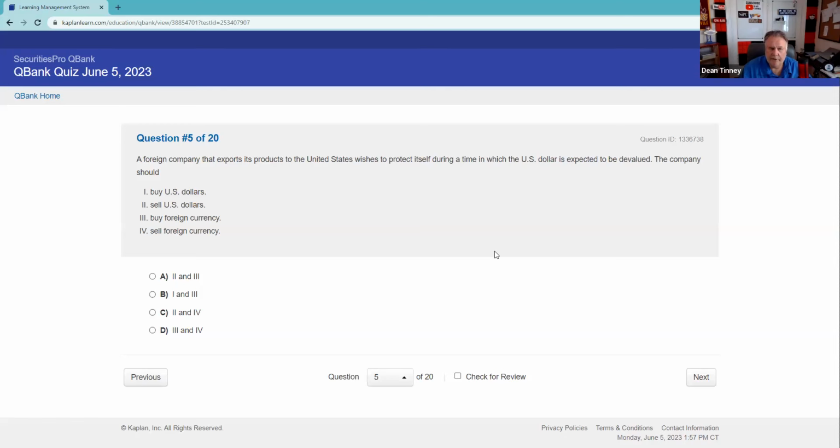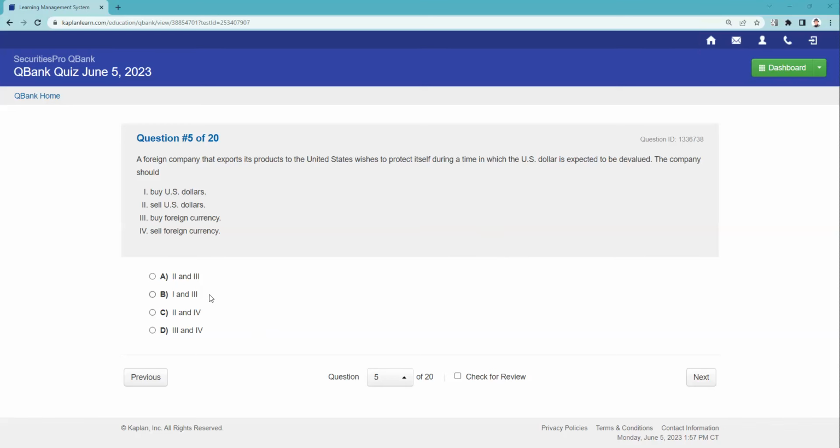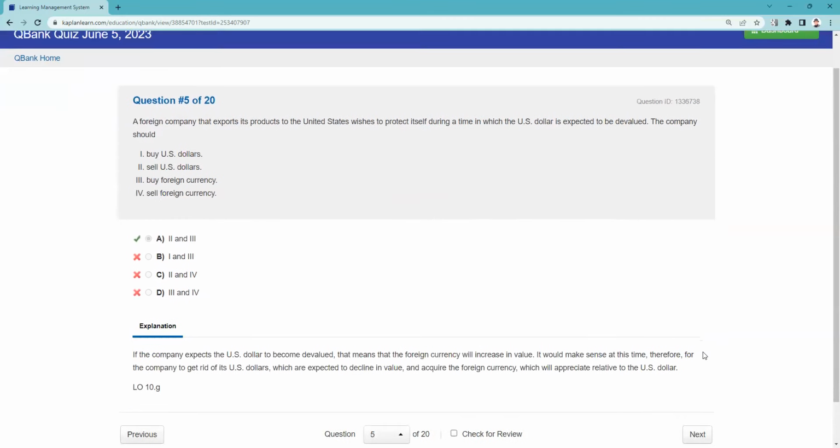Yeah, so if I'm a foreign company, I'm afraid that the dollar is going to go down, right? So I want to get rid of my dollars. And if my dollars are going down, that means my foreign currency is going up. And so that would be 2 and 3.